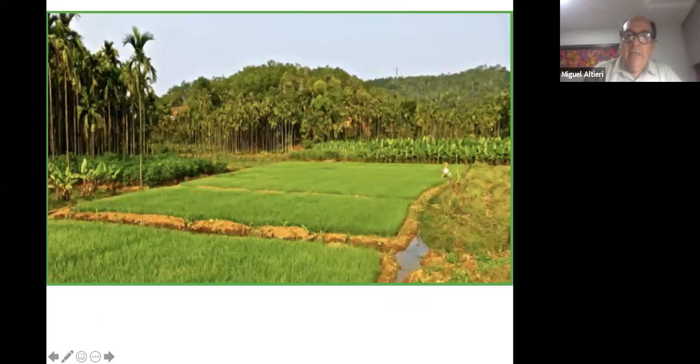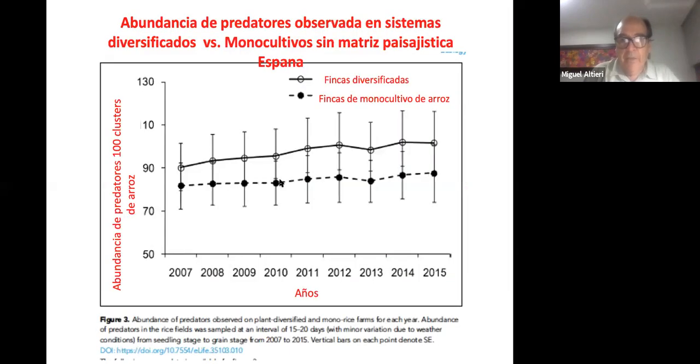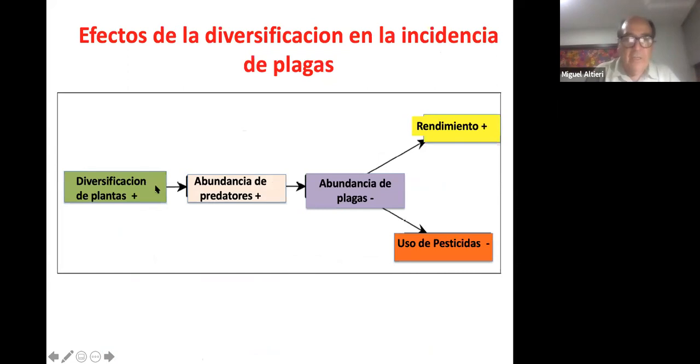Simple habitats have much fewer natural enemies than the fields that are surrounded by complex habitats. This is in Spanish, but it says that the diversification of the landscape increases the abundance of predators. The abundance of predators reduces the abundance of pests, and this minimizes the use of pesticides and increases the yields of the crop.